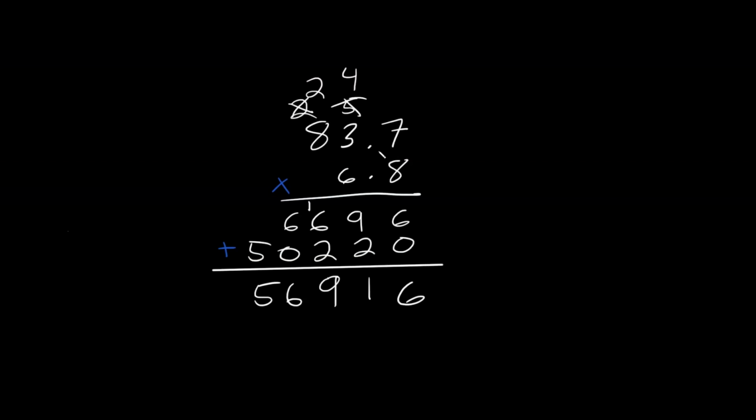And then we will count the amount of digits that are to the right of the decimal place in the numbers. That's 1, 2. So we're going to put the decimal place 2 digits over here. So our answer to this problem is 569 and 16 hundredths.